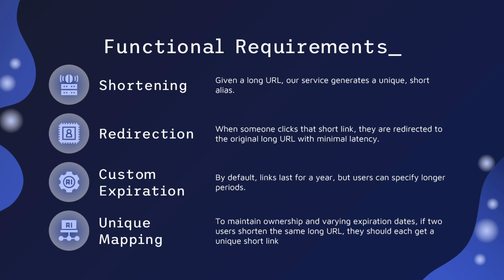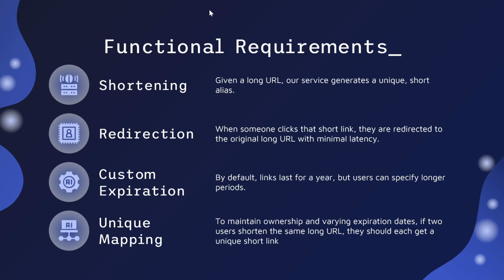Shortening. Given a long URL, our service generates a unique short alias. Redirection. When someone clicks that short link, they are redirected to the original long URL with minimal latency. Custom expiration. By default, links last for a year, but users can specify a longer period. And unique mapping to maintain ownership and varying expiration dates. If two users shorten the same long URL, they should each get a unique short link.